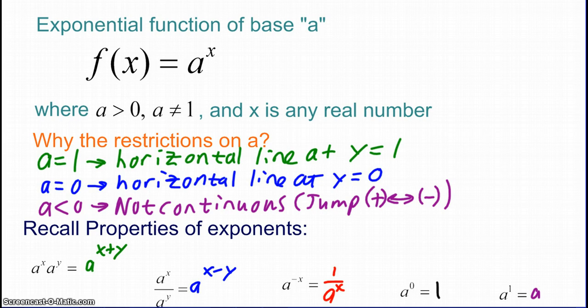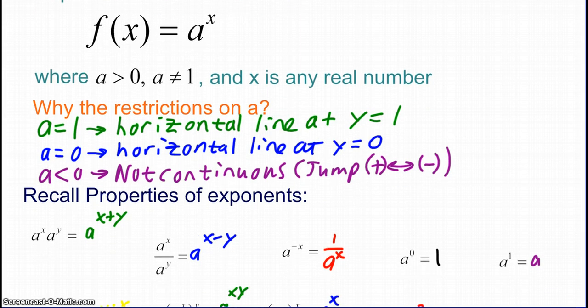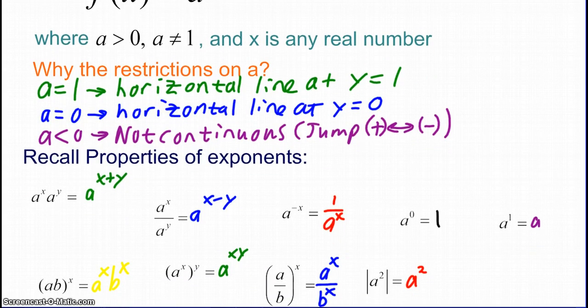Alright, so our restrictions on a, well, if a was 1, then f of x equals a to the x would just be a horizontal line at y equals 1, because 1 to any power is 1. If a was 0, it would be a horizontal line at y equals 0 for the same reason. If a was less than 0, it would not be a continuous function because it would keep jumping back and forth between positive and negative. So those are why we have our restrictions on a.